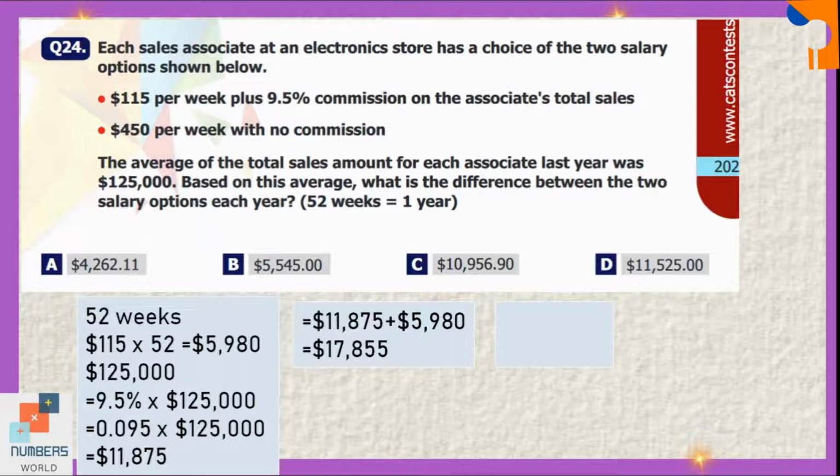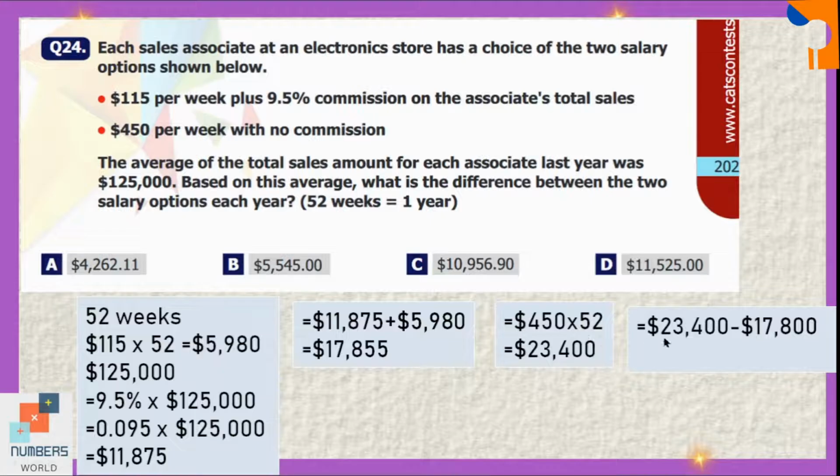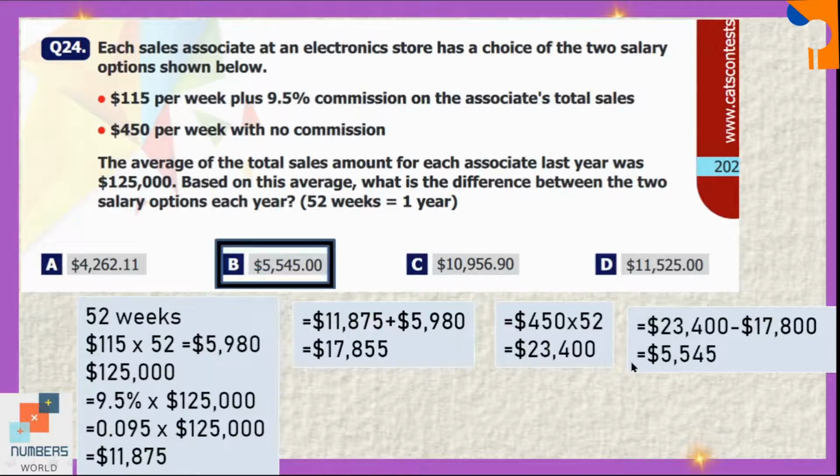$17,855. Now let's find out the salary using the second method, that is $450 multiplied by the number of weeks, which is 52. The answer is 23,400. So we can clearly see there is some difference between the both salary options. So let's find it out. We are going to subtract the numbers. The answer is $5,545. So option B is our correct option.